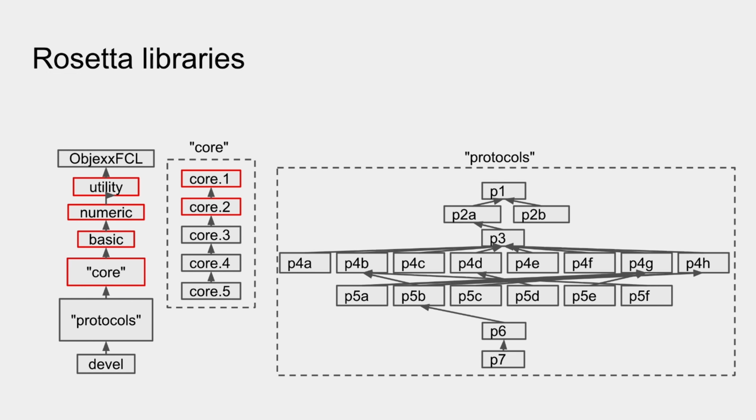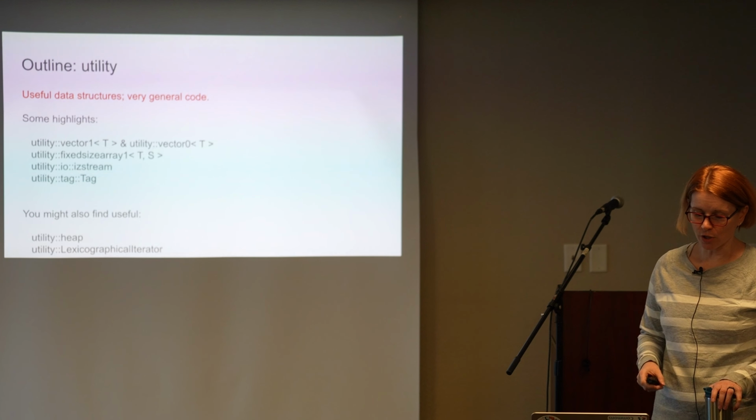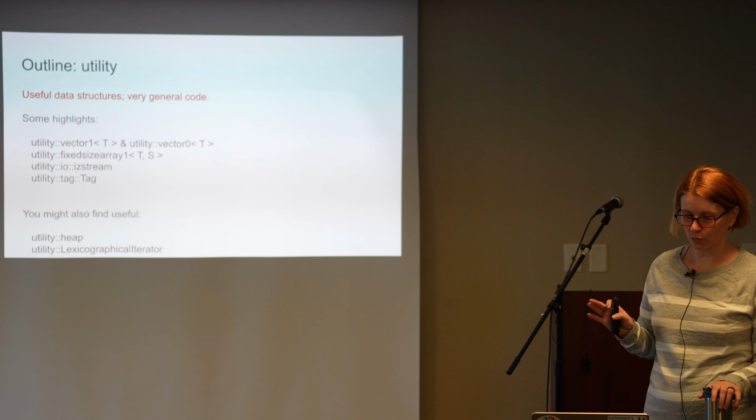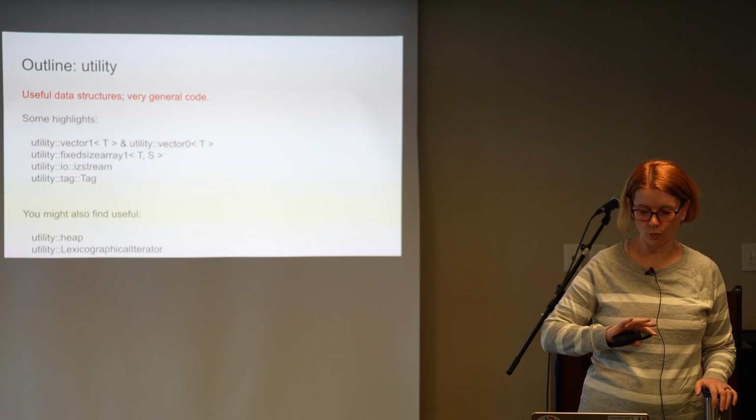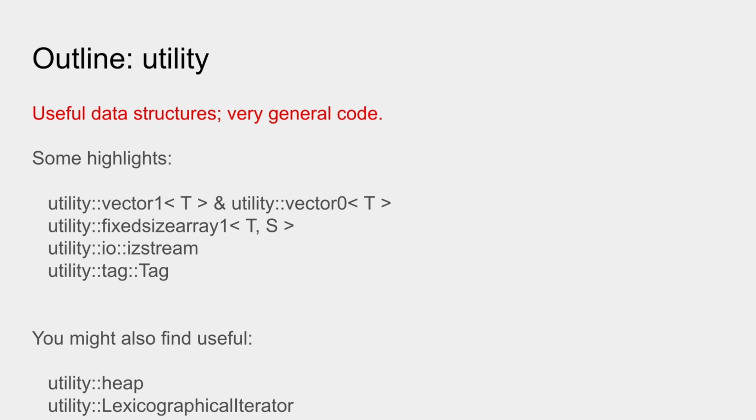And then for protocols, you have a whole bunch of them. You have 7 different layers, and this is how they're dependent on each other. We're not going to talk about protocols today. We're going to talk about the ones in red. So this is just a really quick overview of what we're going to be talking about today.